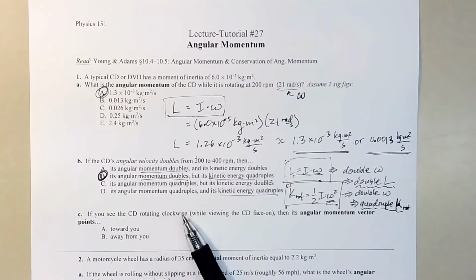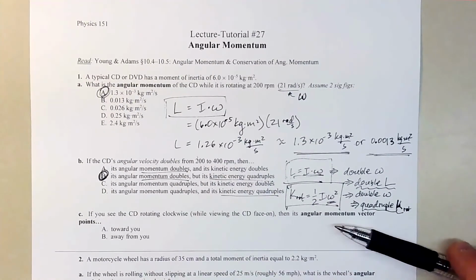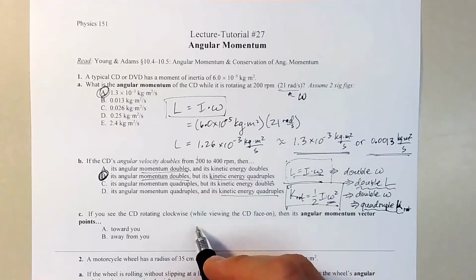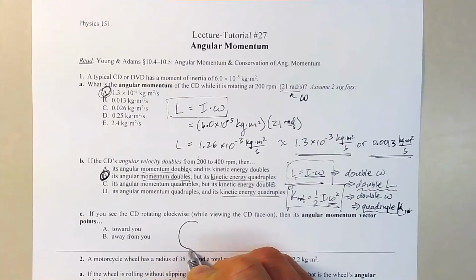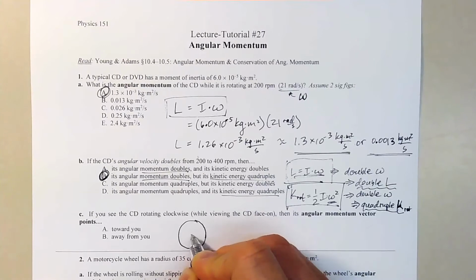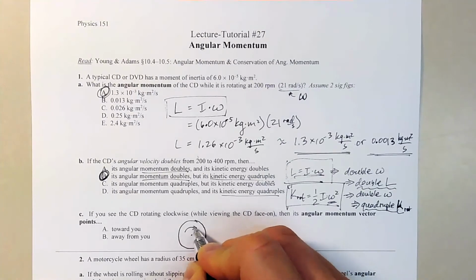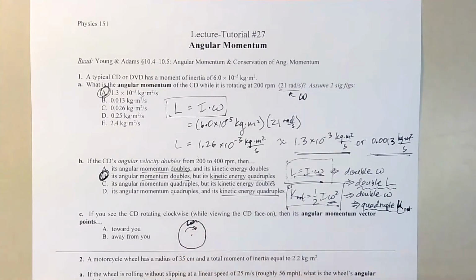Finally, let's use that right-hand rule that we just learned. Perhaps you could look in a little window of the CD or DVD player, and you happen to see the disc rotating clockwise. So you see it rotating this way, okay? If we apply our right-hand rule to this, what direction does the angular momentum vector point?